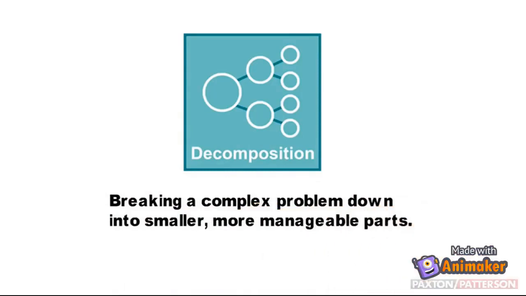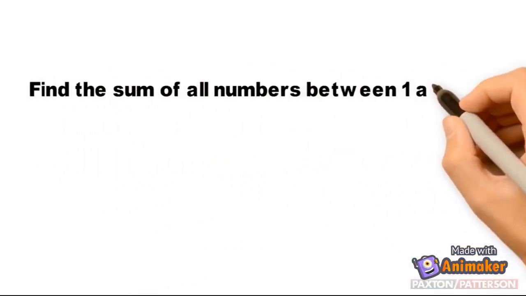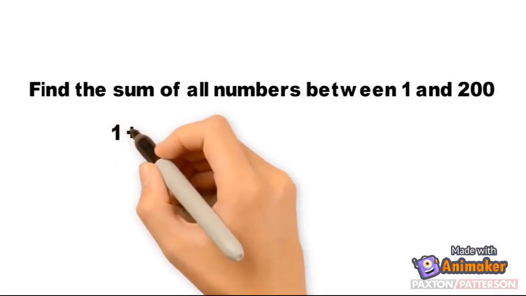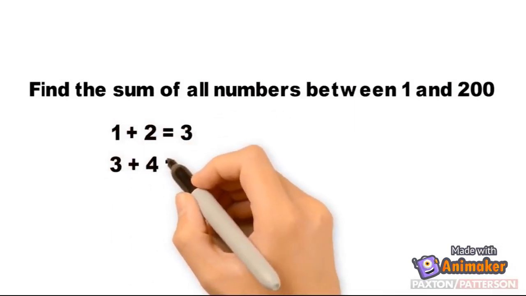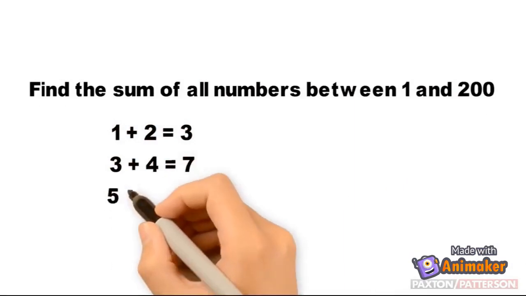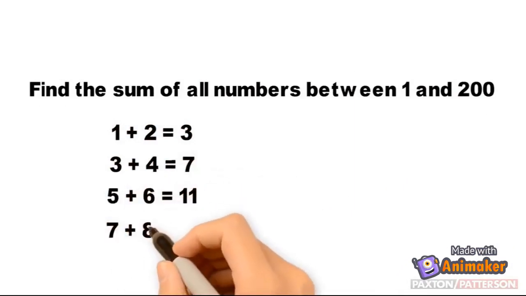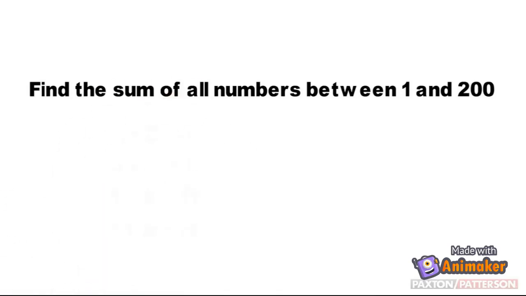For example, take this math problem. Find the sum of all numbers between 1 and 200. How can we break this problem down into smaller equations? 1 plus 2 equals 3. 3 plus 4 equals 7. 5 plus 6 equals 11. 7 plus 8 equals 15. This is going to take forever, and it's really hard to keep track of in your head. There's got to be a better way.